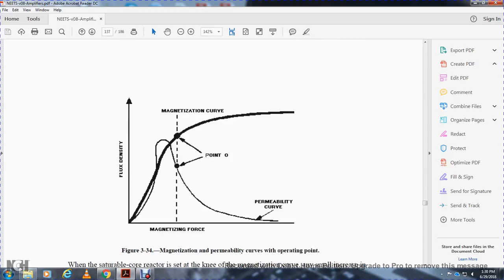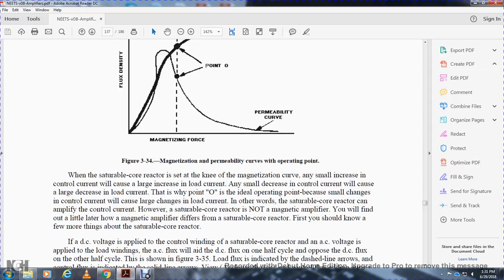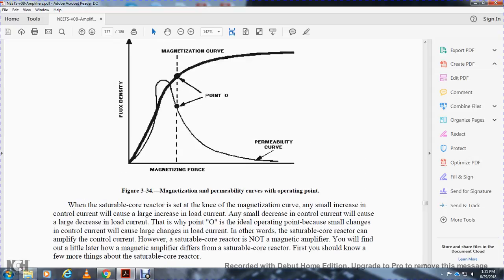Alright, this shows the flux density, point A, the knee, and the permeability curve. When the operating point is at the knee of the magnetism curve, a small increase of the control current will cause a large increase of the load current. A small decrease of the control current will cause a large decrease in the load current. This is why point O is the ideal operating point, because a small change of the control current will cause a large change of the load current.